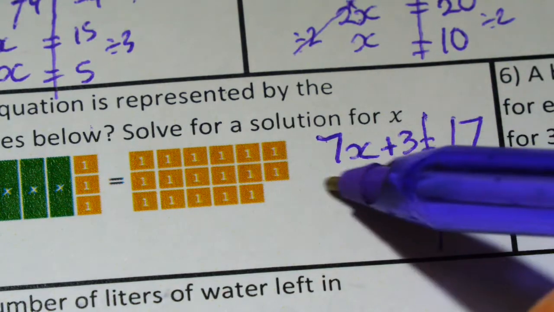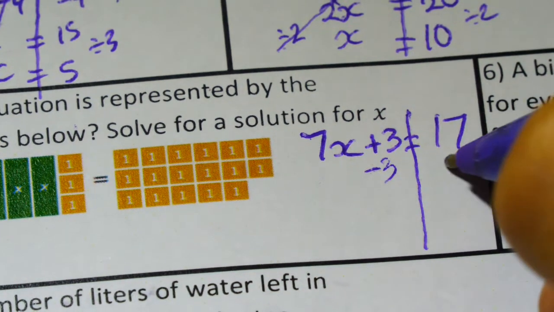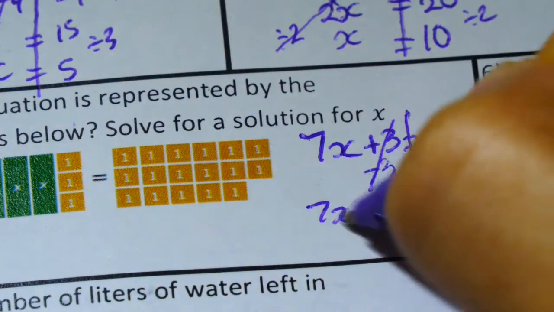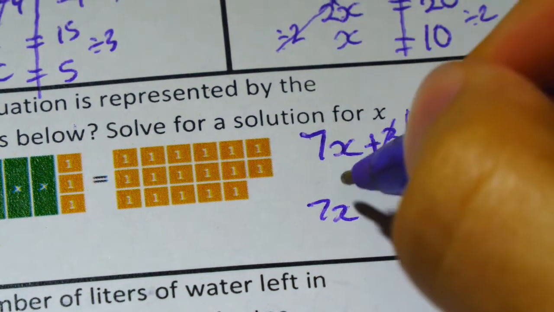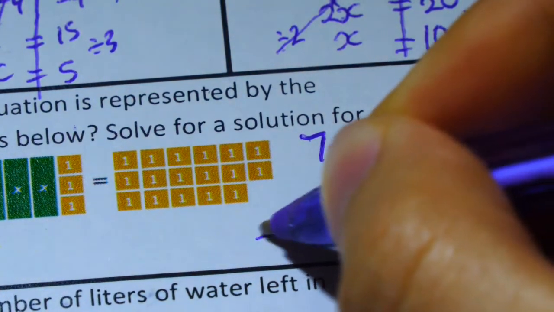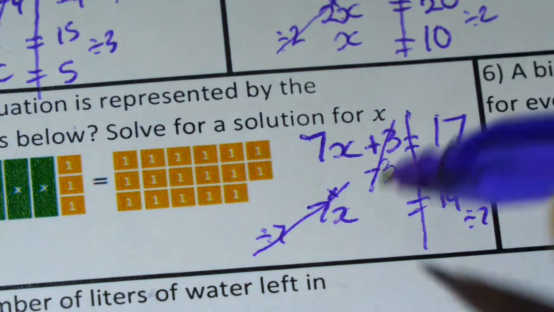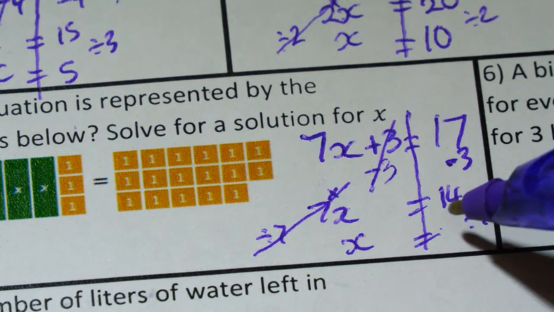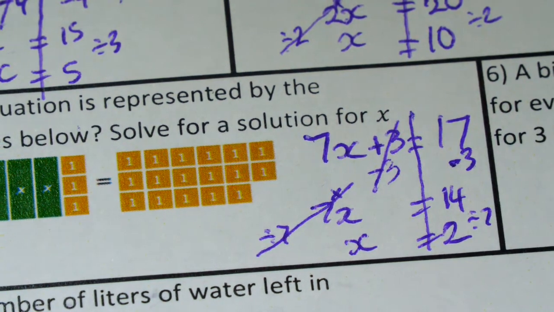Where's our x? We have 7x here. We have to remove this plus 3. Minus 3, minus 3. So plus 3 and minus 3 we delete. We have 7x. 17 minus 3 is 14. Now this means 7 times x. We have to divide by 7, divide by 7, times 7 and divide 7. Delete. We have x. 14 divided by 7 equals 2. So x equals 2. Okay.